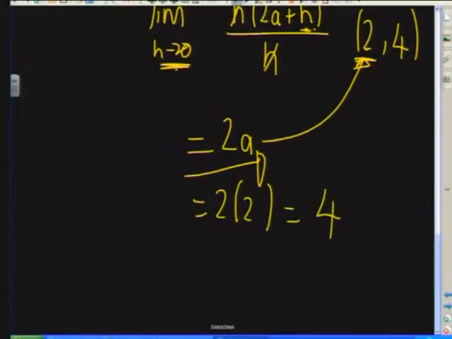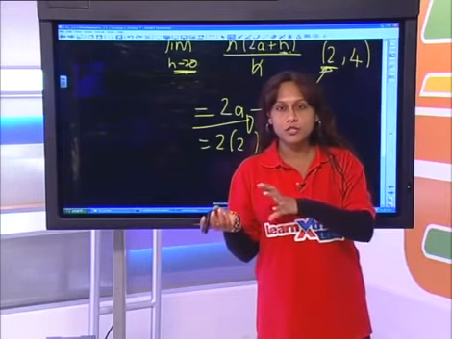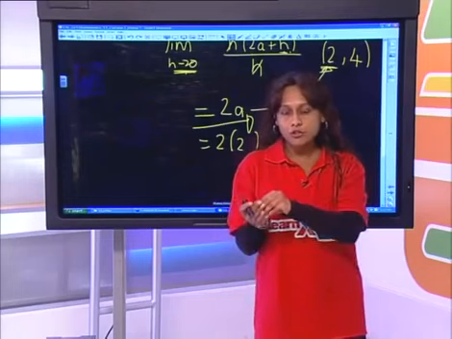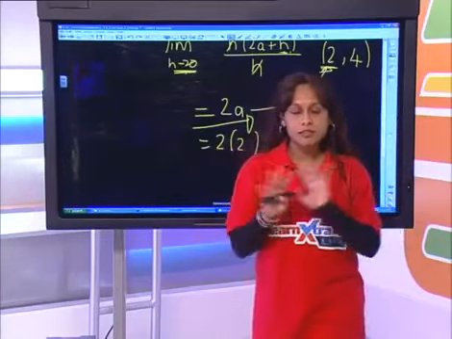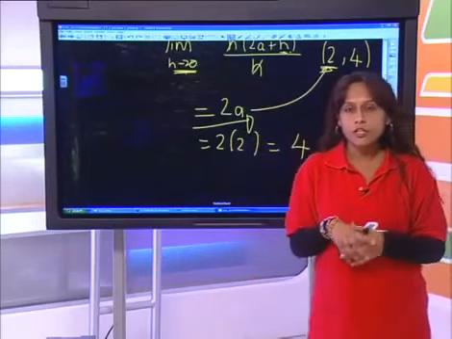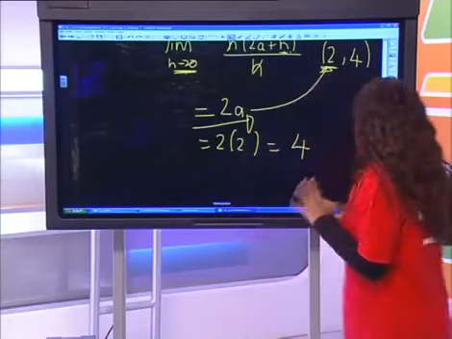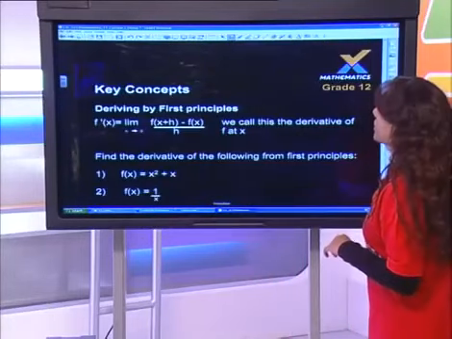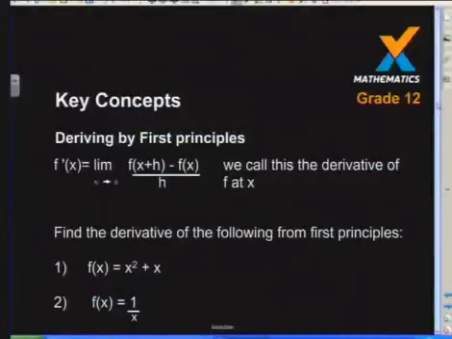Okay. So you could do it this way, where you find a general term for the gradient at any point on the curve and then substitute the point you're looking for, or you could have put the point in right from the beginning. It's completely fine whichever way you choose to do it. Okay, so continuing now with this concept of finding the gradient at a point in a curve, we're going to look at deriving by first principles.